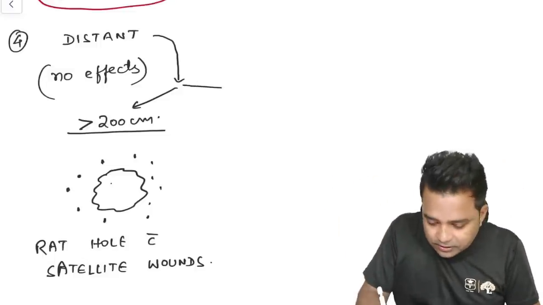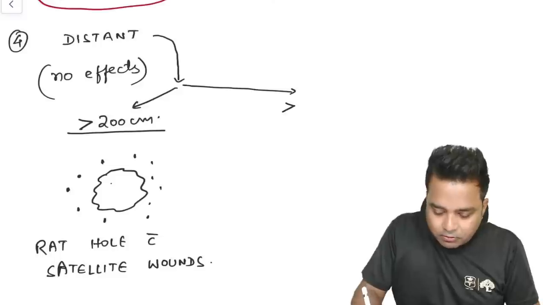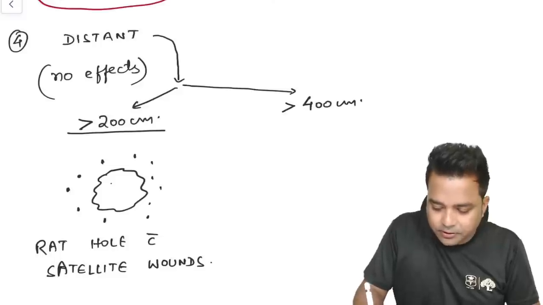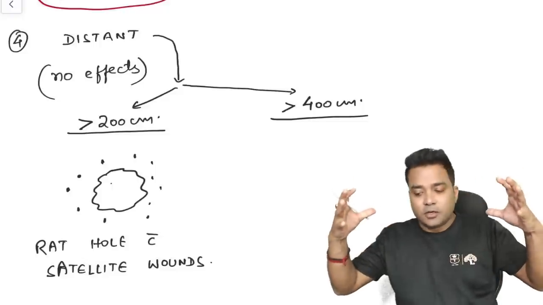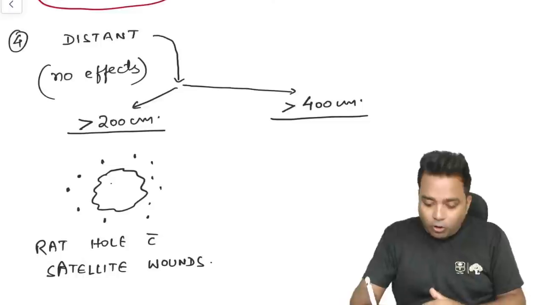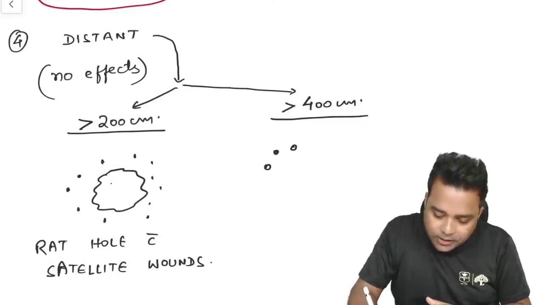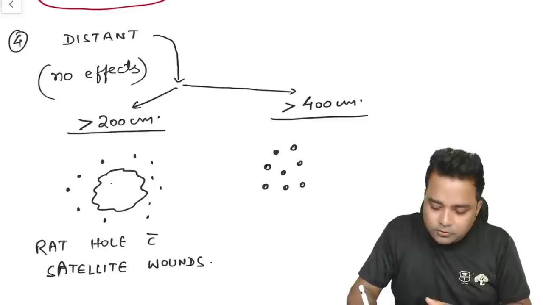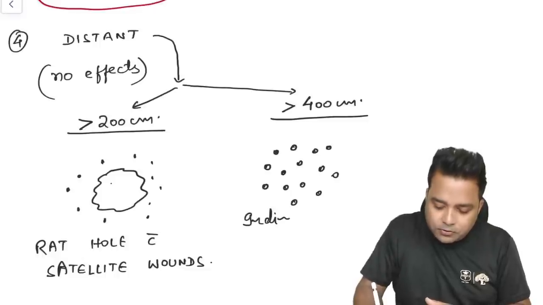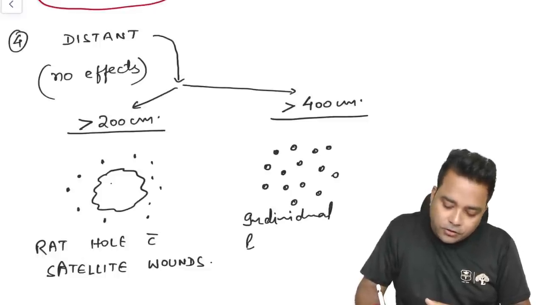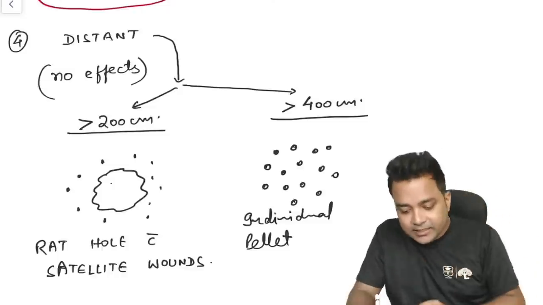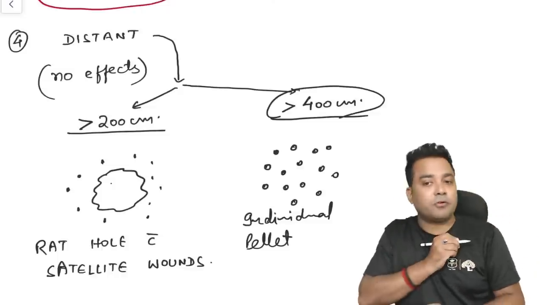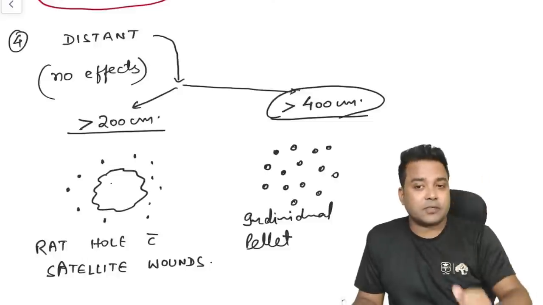Another variation in distant ranges. At a particular distance more than 400 centimeter. That was our exam question. Now the pellets are so dispersed, there won't be any rat hole. All the pellets are entering the body, making individual pellet wounds. The moment you see individual pellet wounds, what is your range? Conventionally, it is distant range. To be exact, in terms of distance, it is more than 400 centimeter. We know all this fact. Is it a tough question?